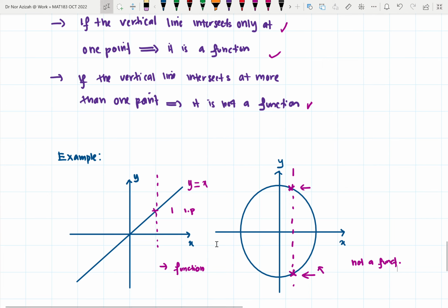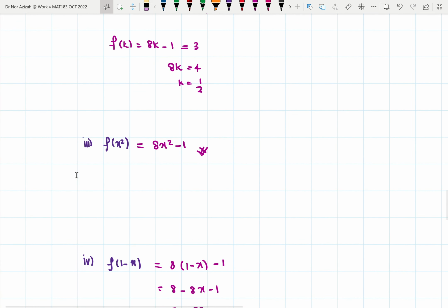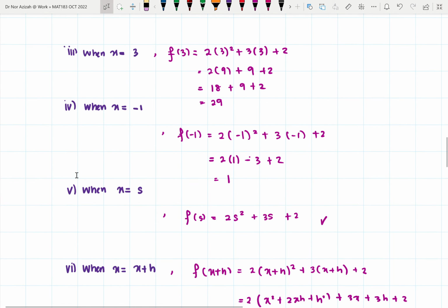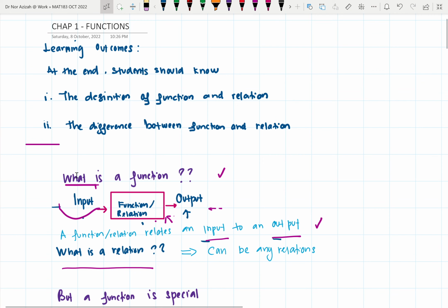Actually, when you finish watching this video, you should know, first, what the definition of a relation is, and what the difference between a function and a relation is. You should know that a function and a relation relate an input to an output.